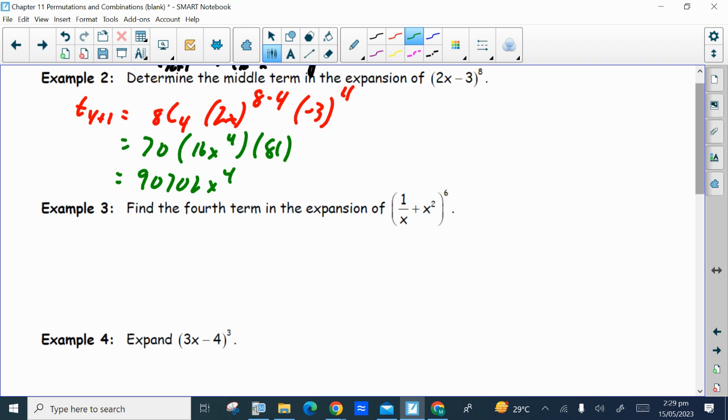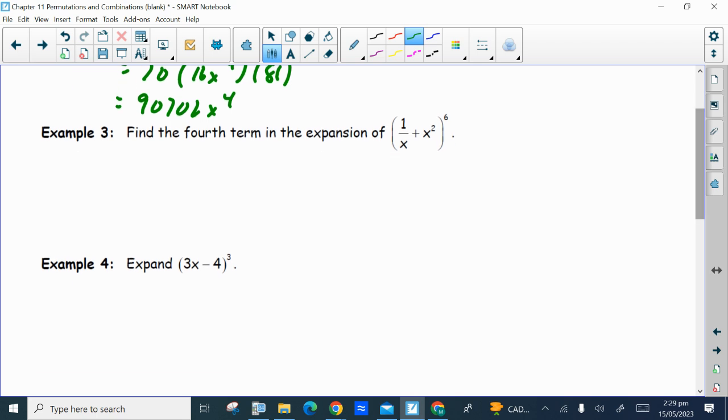And this is the type that you're more likely to see on a diploma exam. It's not just as simply as x plus y raised to some power that you're working with. Number 3 kicks it up a little bit because both terms involve x, but that first term, instead of writing it as 1 over x, we'd look at it as x to the negative 1 plus x squared all to the 6.